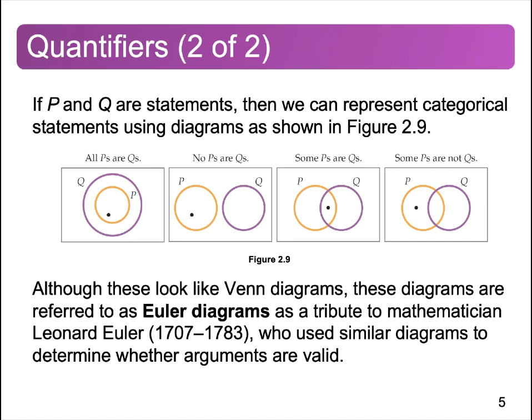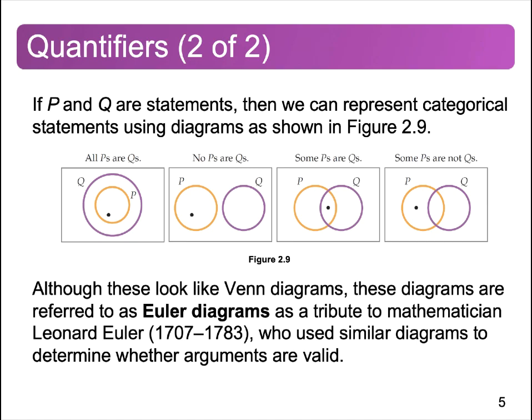Now, looking at the next diagram, this is the no P's are Q's. This tells us that if you are in the P group, there's no way you would be in the Q group. There's absolutely no overlap. So an item that is in the P group would be only in the P circle.